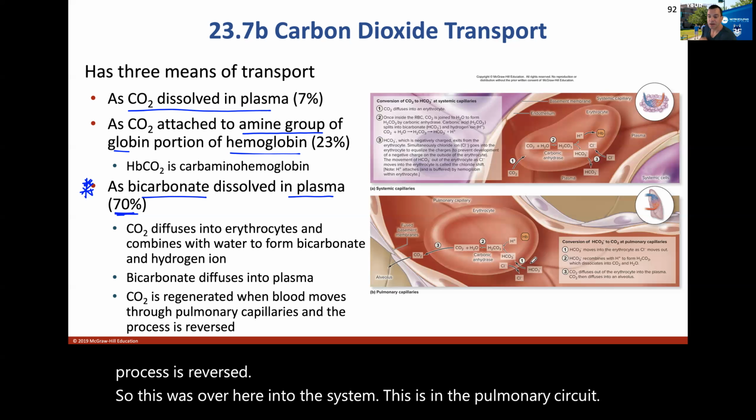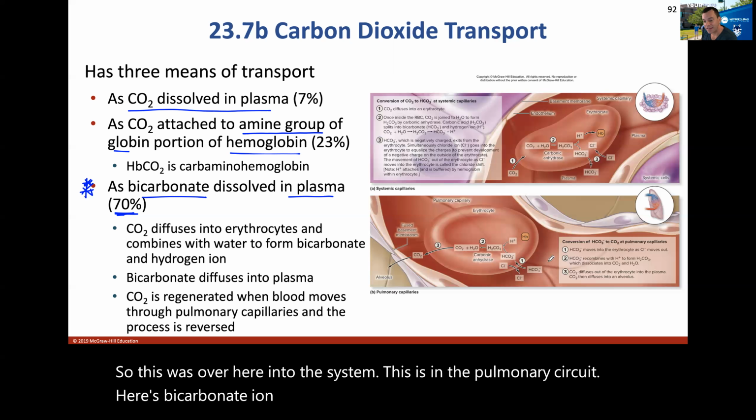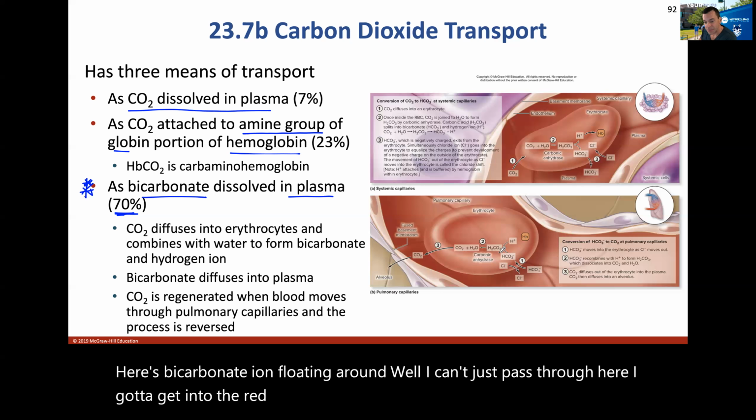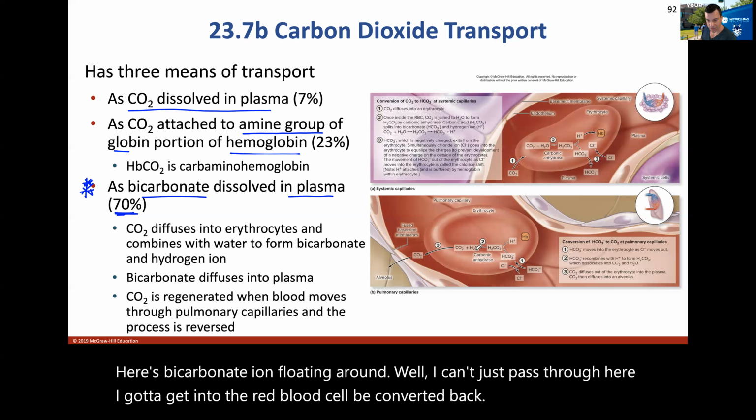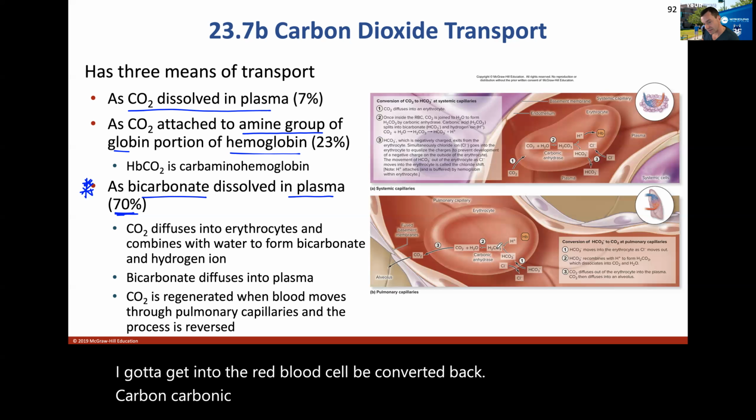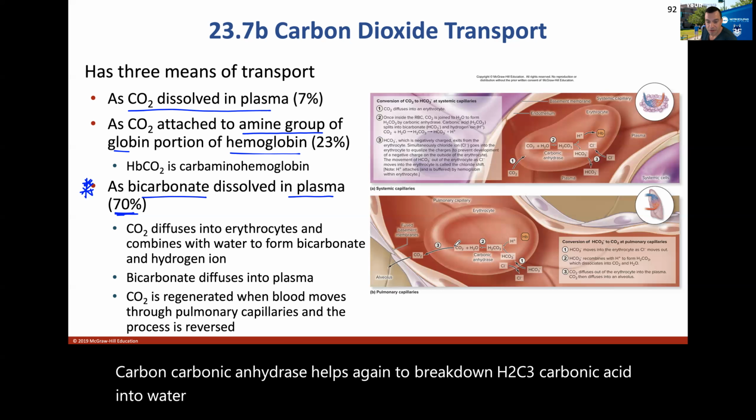Here's bicarbonate ion floating around. Well, I can't just pass through here. I've got to get into the red blood cell, be converted back. Carbonic anhydrase helps again to break down H2CO3, carbonic acid, into water and CO2. And now CO2 can easily diffuse out.